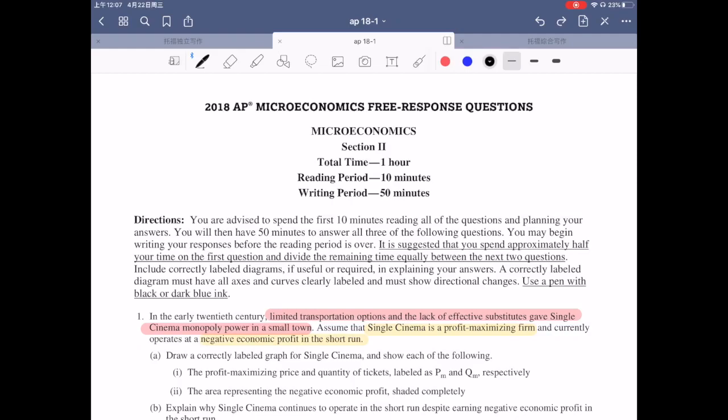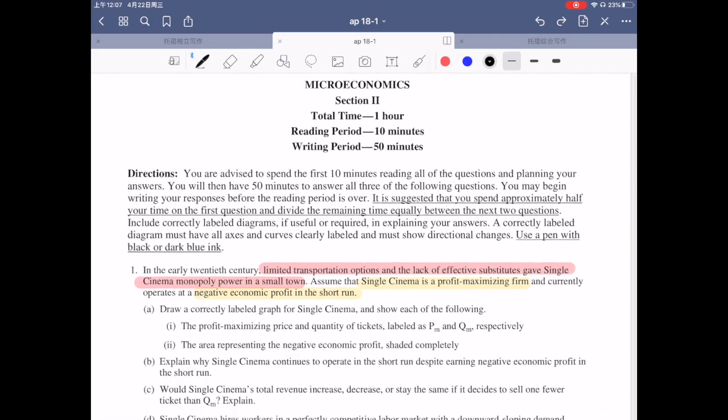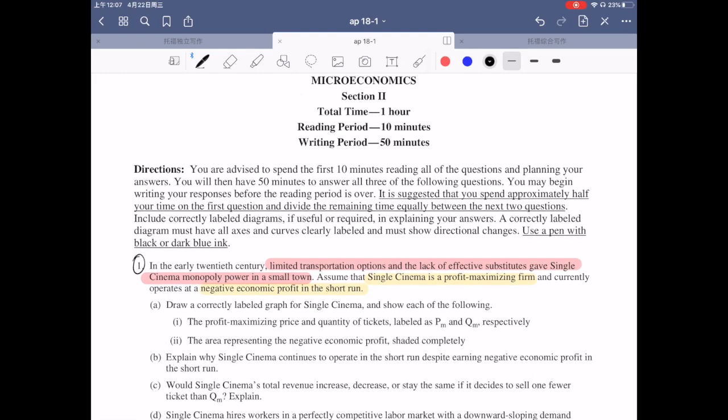So today I'm going to talk about the 2018 AP Microeconomics FRQ. The question is here. The important thing is the lack of effective substitute gives the single cinema monopoly power in a small town, which means we need to draw the monopoly graph, because it says the single cinema has a lack of effective substitute.